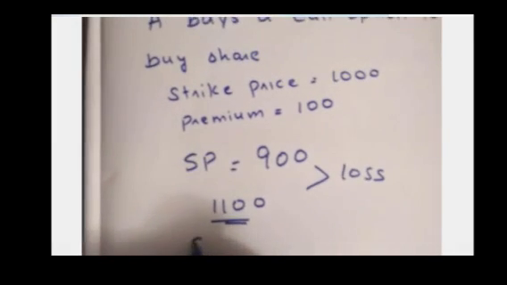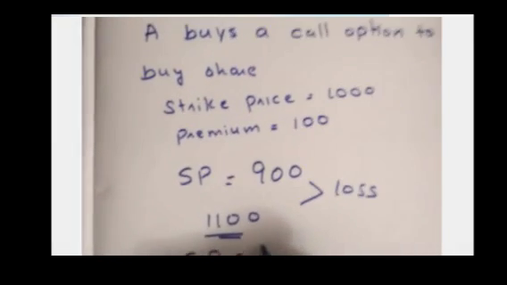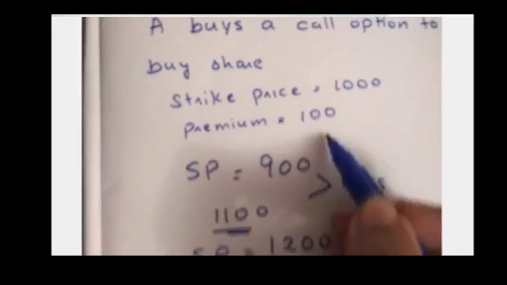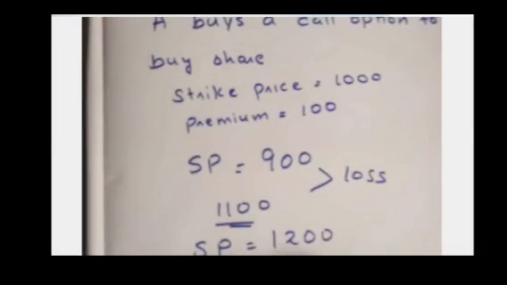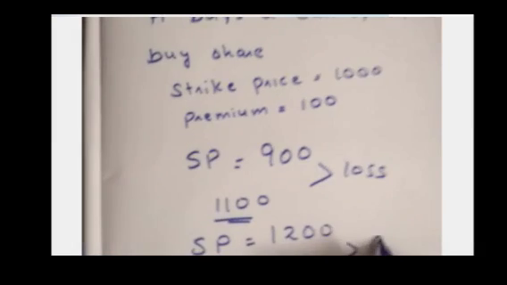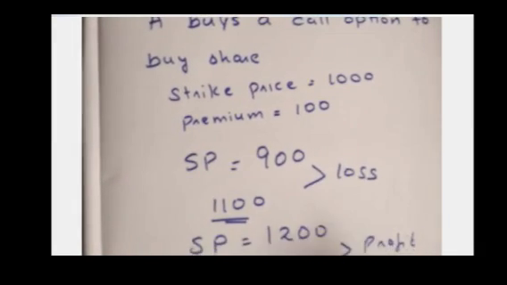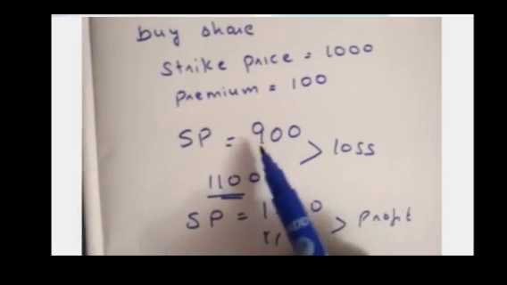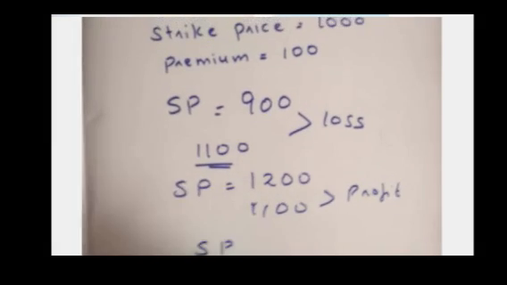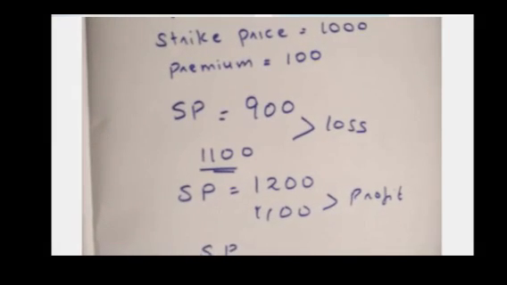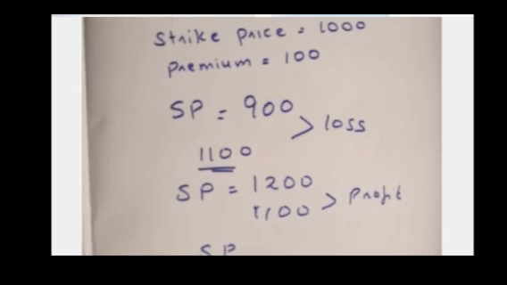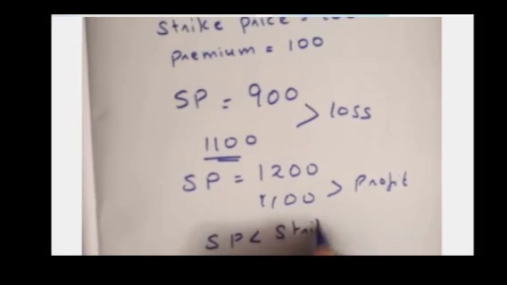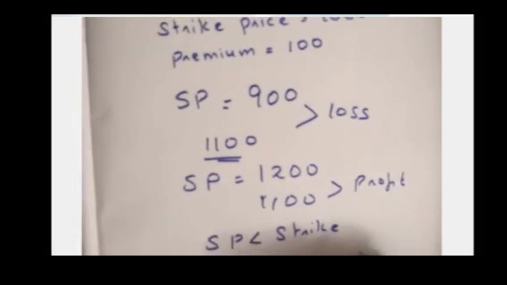Suppose the spot price is like 1200. So the total price he will have is strike price rupees 1000 plus premium 100, which is 1100. So here it is a profit situation for him. So in this case he will be exercising the option. So in the case where the spot price is less than the strike price, when the spot price is less than strike price, he will not be exercising the option.